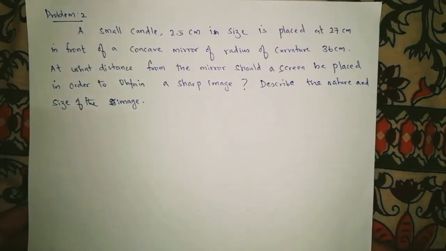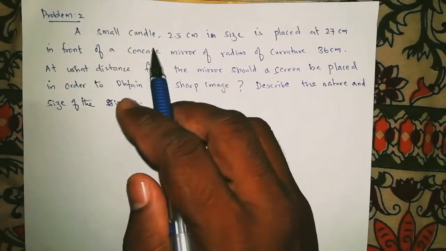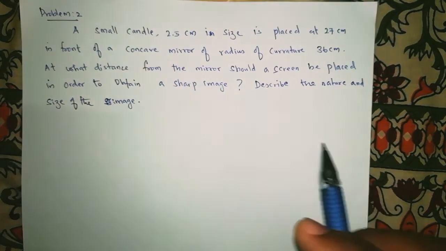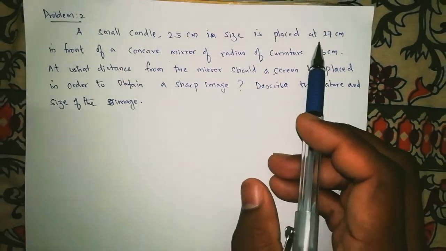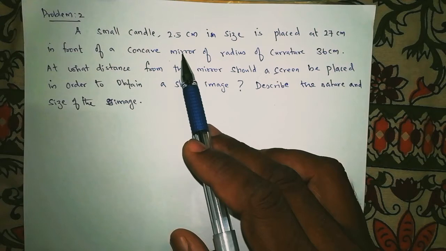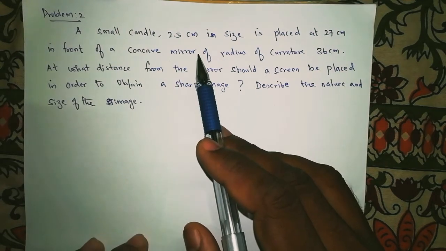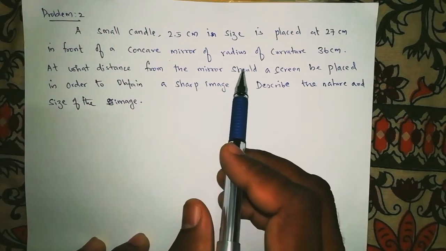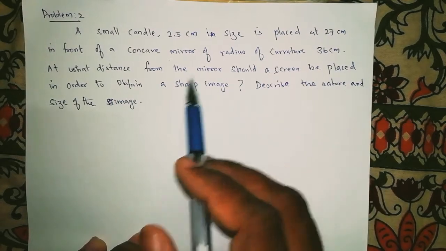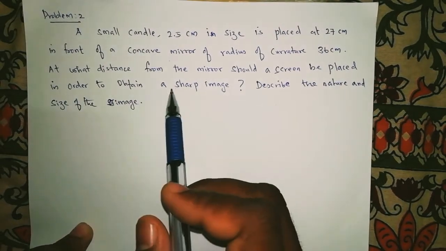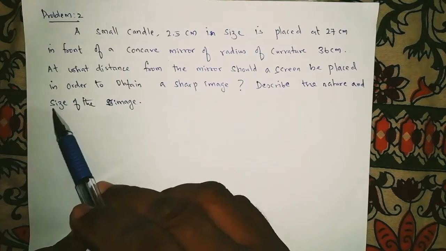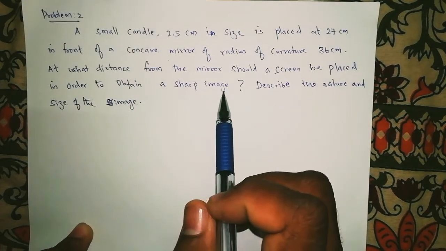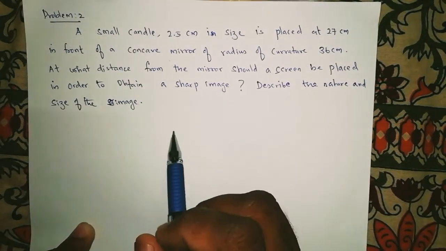Okay, there is another problem. A small candle of 2.5 centimeter in size is placed at 27 centimeter in front of a concave mirror of radius of curvature 36 centimeter. At what distance from the mirror should a screen be placed in order to obtain a sharp image? Describe the nature and the size of the image.